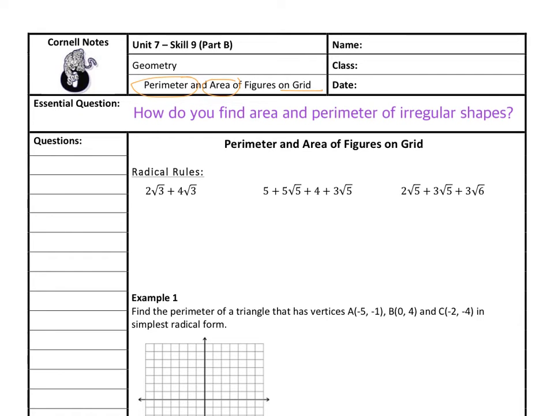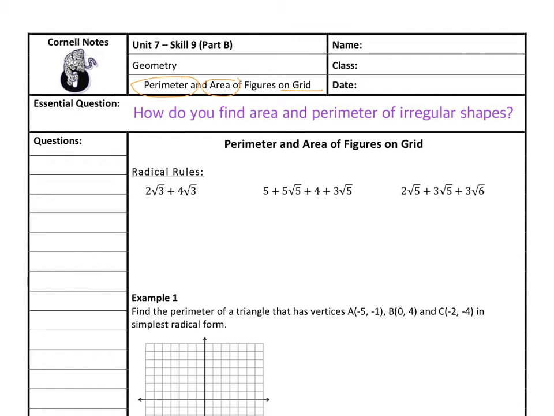So if you think back to the last video, we didn't have to graph those shapes, but in this scenario, you might be given figures, polygons, quadrilaterals, whatever they might be, on an actual grid. So we're going to talk about how do you find the area and perimeter of irregular shapes, because these shapes we're going to look at today are not all going to have the same side lengths like they did in the last video. So take a minute to copy down your essential question.